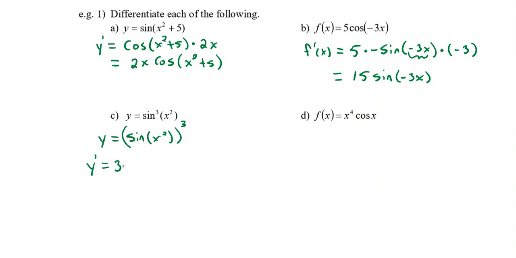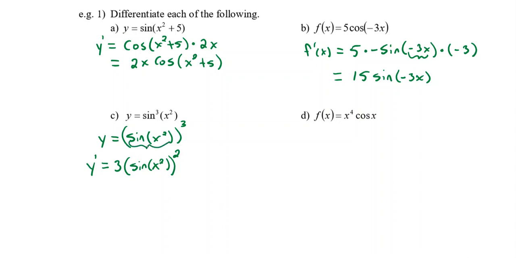So that would be 3. And then write it all again, right? Sine and all. I'm not changing anything for this first step. So this would be sine x squared. And now to the power of 3 minus 1, so that's going to be 2. So there you go. That was the first part of the chain.